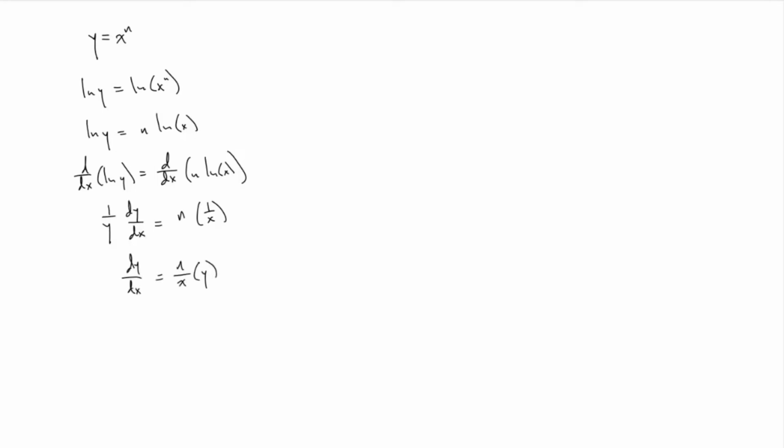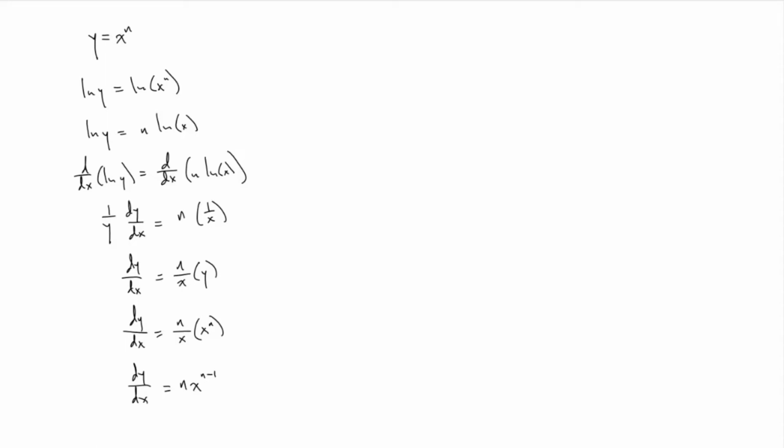Multiplying both sides by y gives us that dy/dx is n over x times y. And since y is equal to x to the n, after you simplify, you get that the derivative is equal to n times x to the n minus 1, just like we knew it was when n was a natural number.